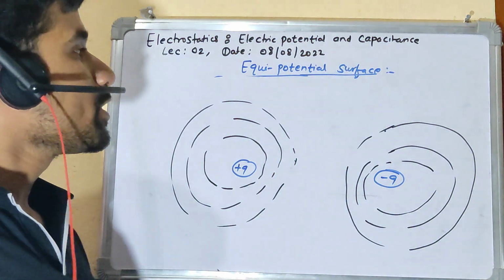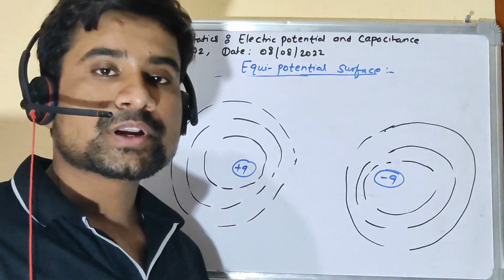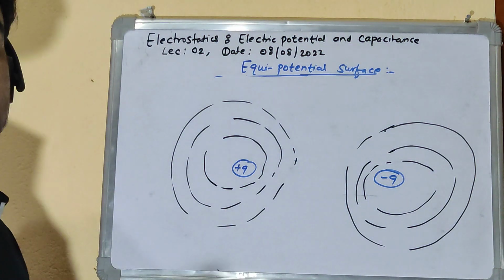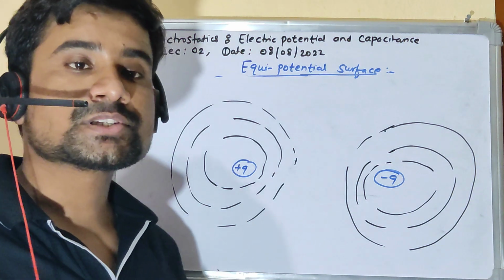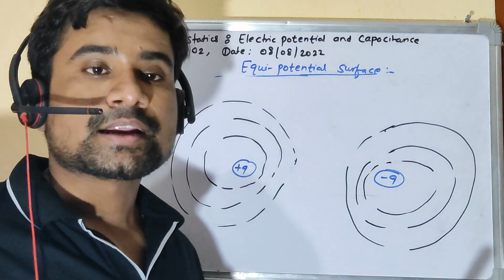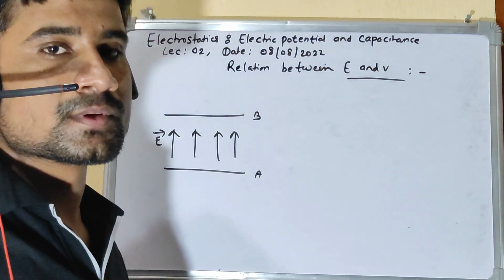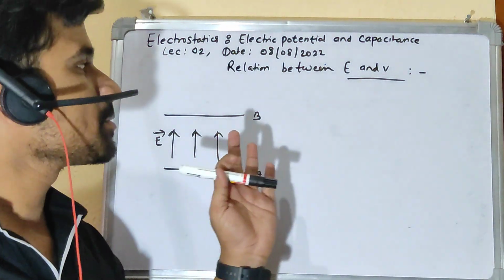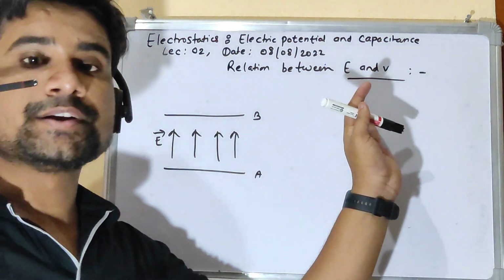In a similar way, you can draw equipotential surfaces for different bodies. Equipotential surfaces are nothing but surfaces of constant potential. At any point you take, the potential will be constant. So we discussed the relation between potential and electric field intensity.